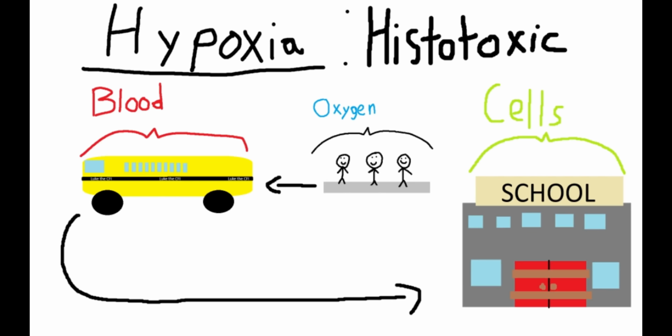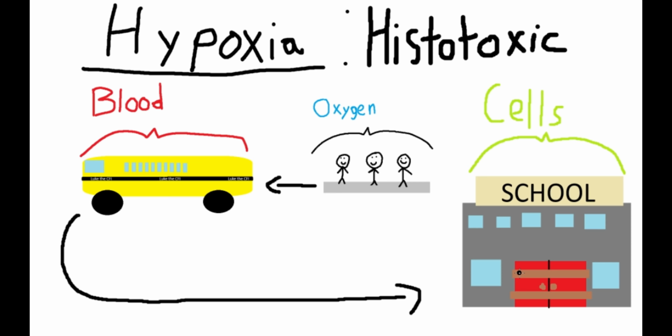So our next form of hypoxia is known as histotoxic hypoxia. How I explain it is, the children board the bus and the bus drives the children to school. But when the children arrive at school, the doors are locked. So the oxygen makes its way into the blood, flows throughout the body, transporting it to the cells, but the cells don't want it. Now, the cells are preoccupied by either alcohol, drugs, or another form of toxins.